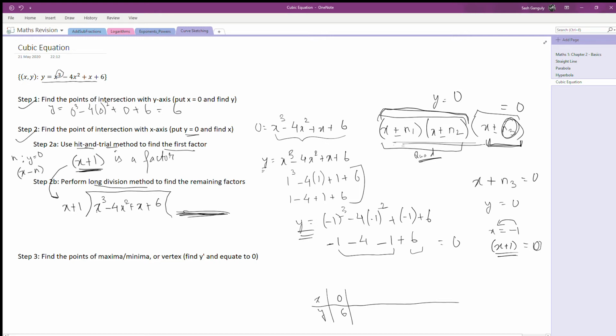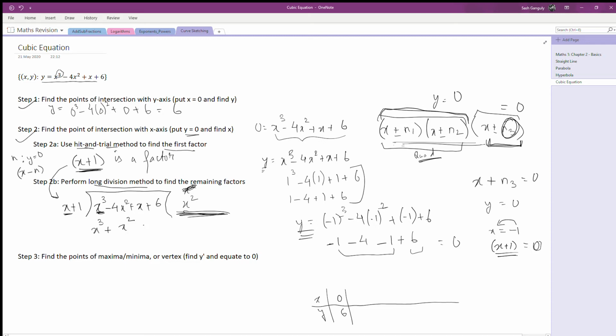The first term I have is x cubed. What should I multiply to x so that I get an x cubed? X squared, right? So if I multiply x squared, I should just write it over here. So if I multiply x squared, then what do I have? X squared times x is x cubed, and then x squared times plus 1 is plus x squared, right?